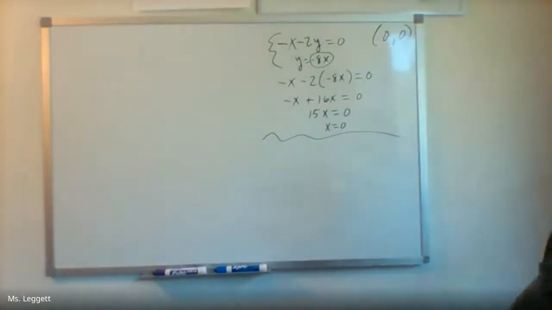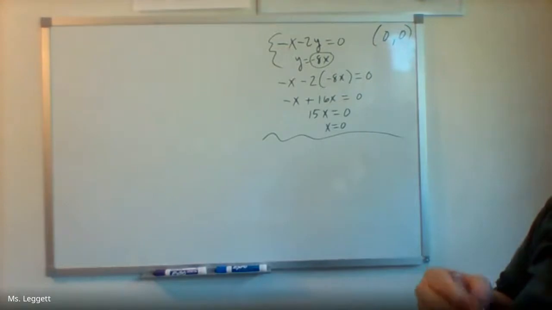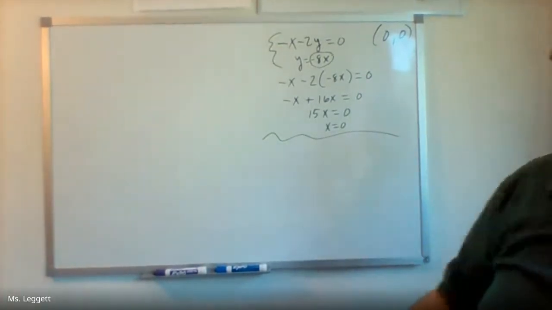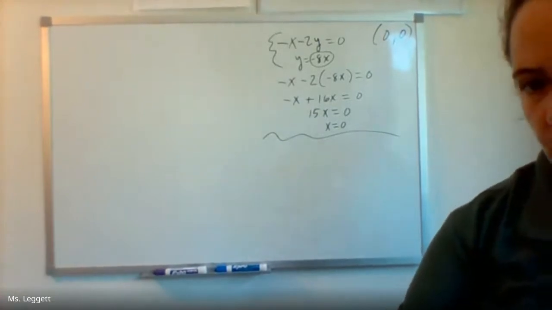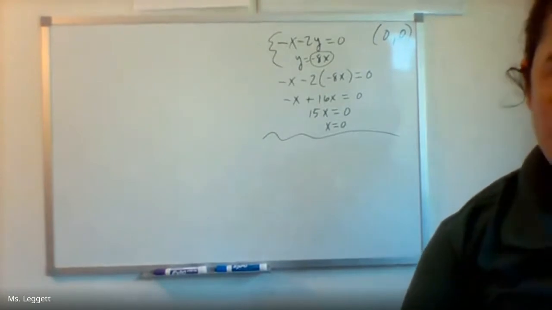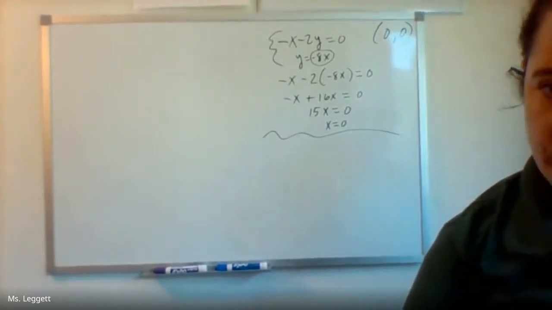So let's see if that's right. I have a bad feeling about it, but I'm pretty sure we did everything correctly. Let's see if the origin is really their intersecting point. 0, 0 is the origin. But you remember that, right?